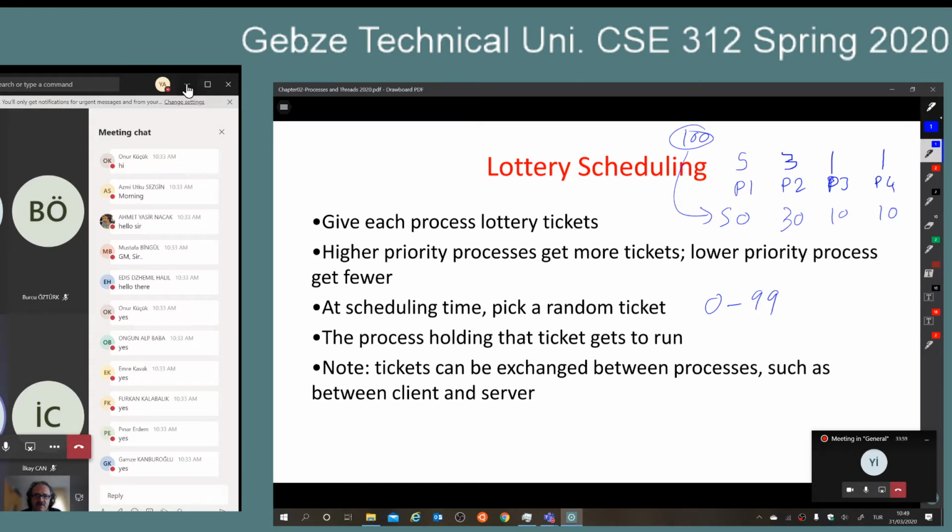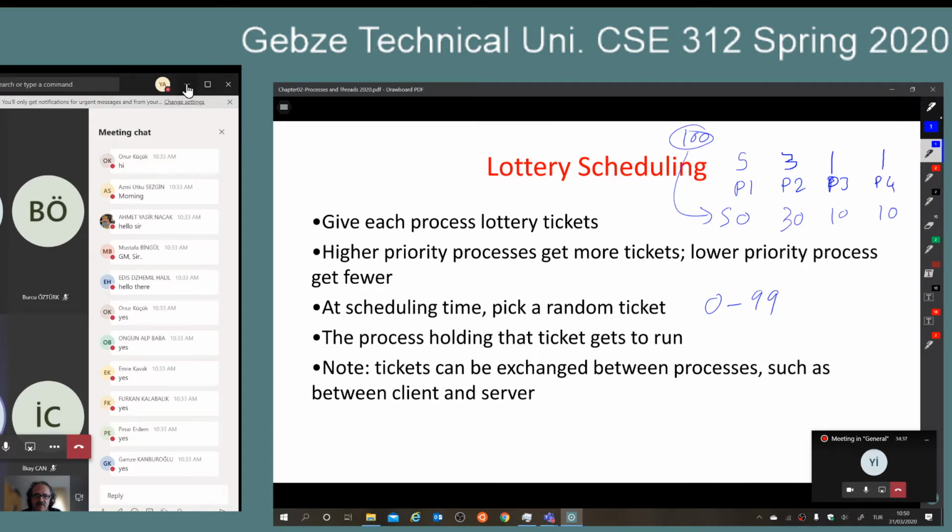Okay, so one process might say that I am not going to be busy. I can be at lower priority, so I am going to give my tickets to my client because I know that the client is going to do lots of stuff. So if the picture is like this, their chances of getting the lottery is the same.